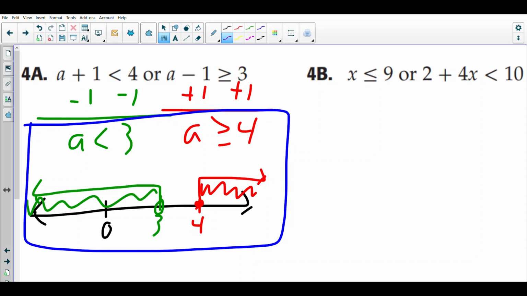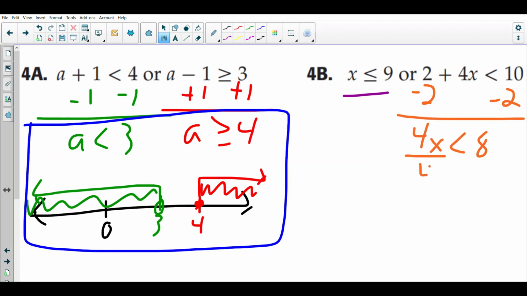Okay, so next one. With the next one, x is less than or equal to 9. That one's done. That one's easy. That was super easy. We're done with that one. Now the second one, we have 2 plus 4x less than 10. So I'm going to subtract 2 from both sides. So I get 4x is less than 8. Divide by 4. So I get x is less than 2.